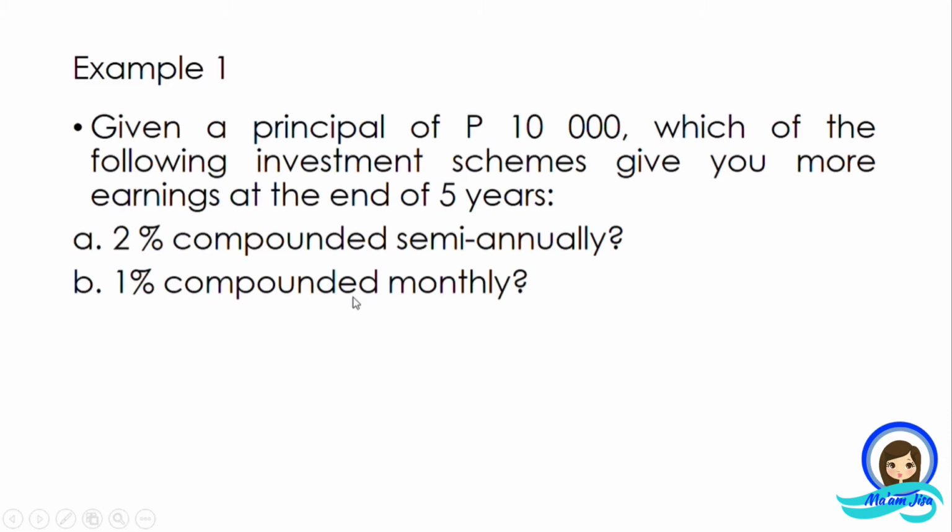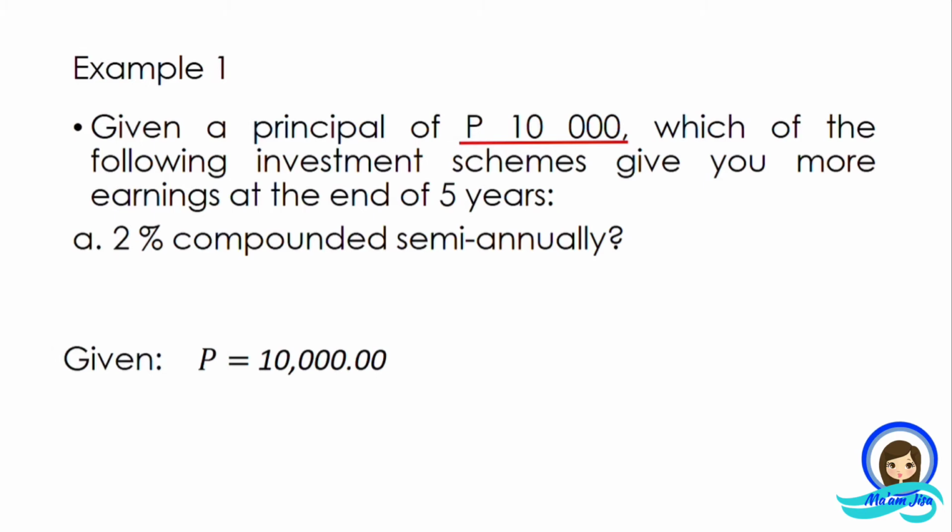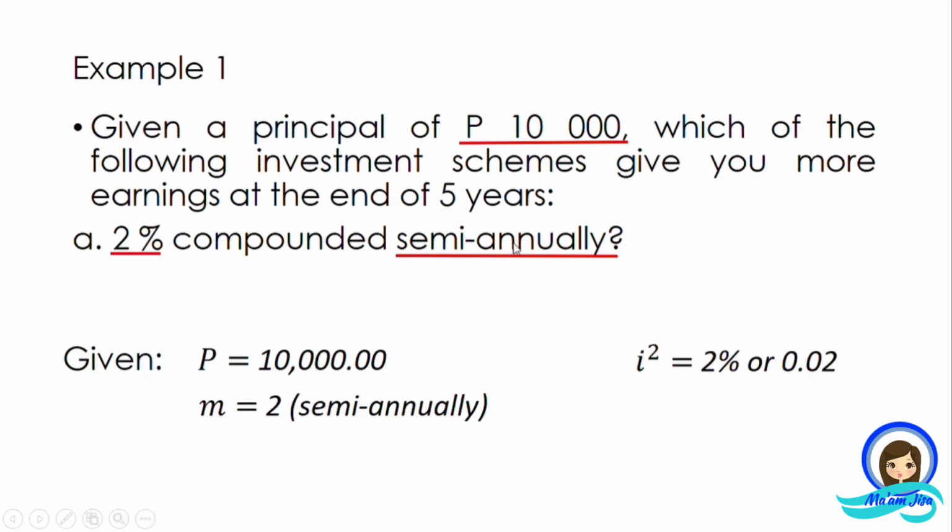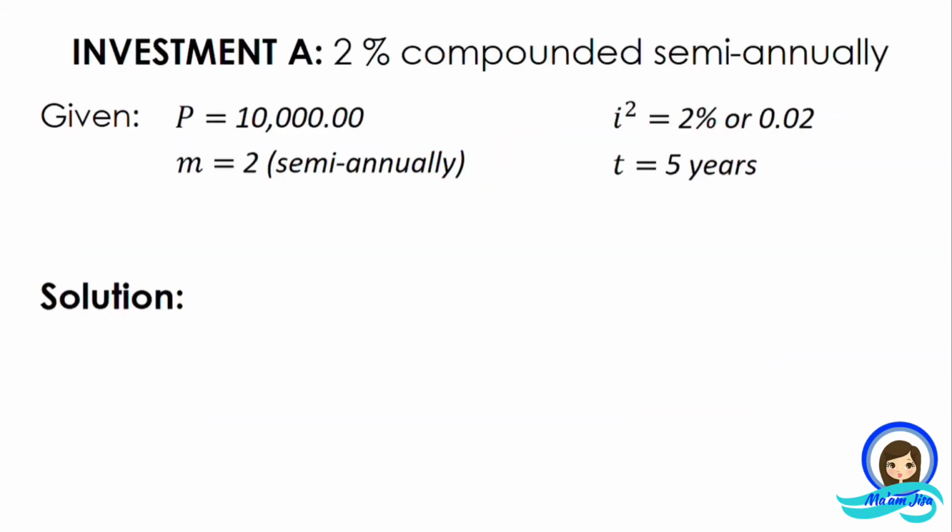Let us apply the formula in the example that I've presented earlier. Given a principal of 10,000, which of the following investment schemes give you more earnings at the end of 5 years? Let us solve this 2% compounded semi-annually first. So identifying the given, we have the principal, which is 10,000. Frequency of conversion is 2 since it's semi-annual. And then nominal rate I2 is 2%, and term is 5 years. I will be showing you how to solve the maturity value using the first and the second formula that I presented a while ago.